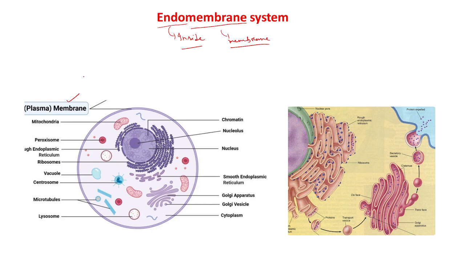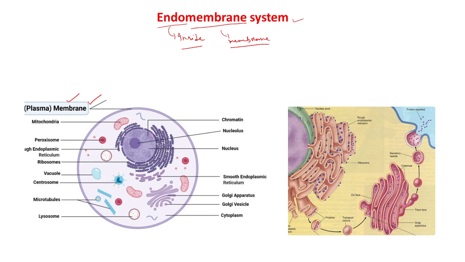But before going to the endomembrane system, we should know something about the cell. So this is the cell, and the outer layer is called the plasma membrane. And inside the cell, of course, the cytosol, the white part, or the liquid or watery part, is called the cytosol, and many organelles are present.